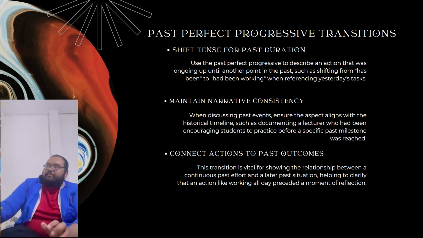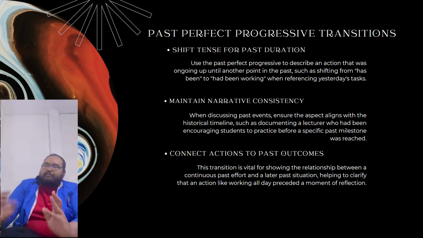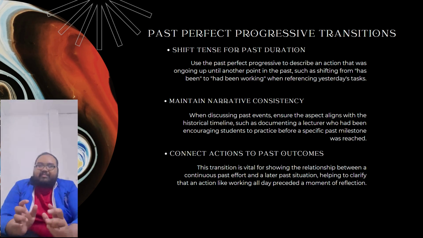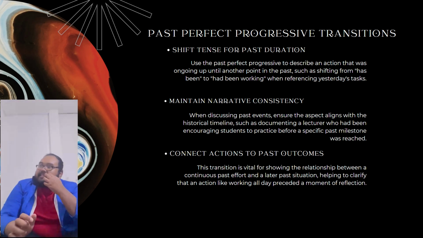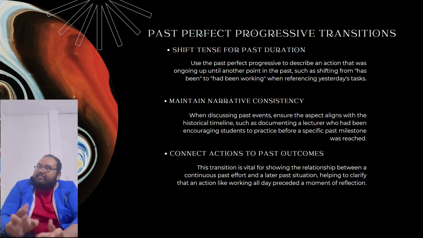Now for the past perfect progressive transition, shift tense for past duration. Use the past perfect progressive to describe an action that was ongoing up until another point in the past, such as shifting from "has been" to "had been working" when referencing yesterday's tasks.